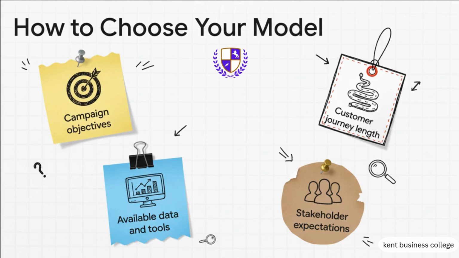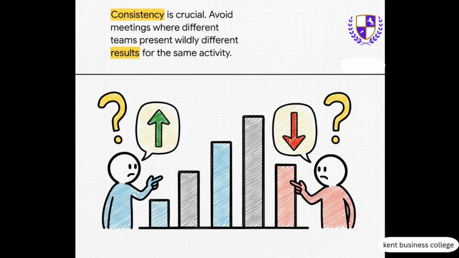The right model really depends on the mystery you're trying to solve. Now, here is the golden rule, and you absolutely have to remember this. Whatever you choose, everyone in the entire organization has to agree on it. You just can't have the social media team using one model and the email team using another. It's a recipe for disaster and confusing meetings. You've got to settle on one model and stick with it. That's how you get consistent, comparable results.